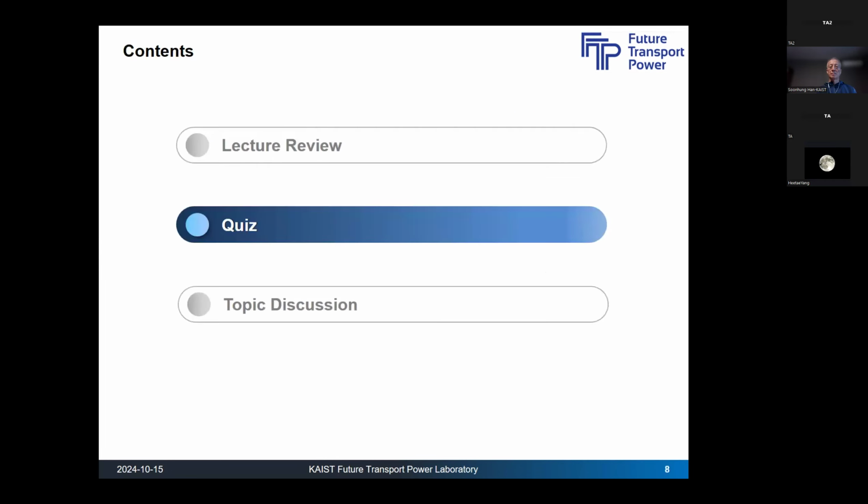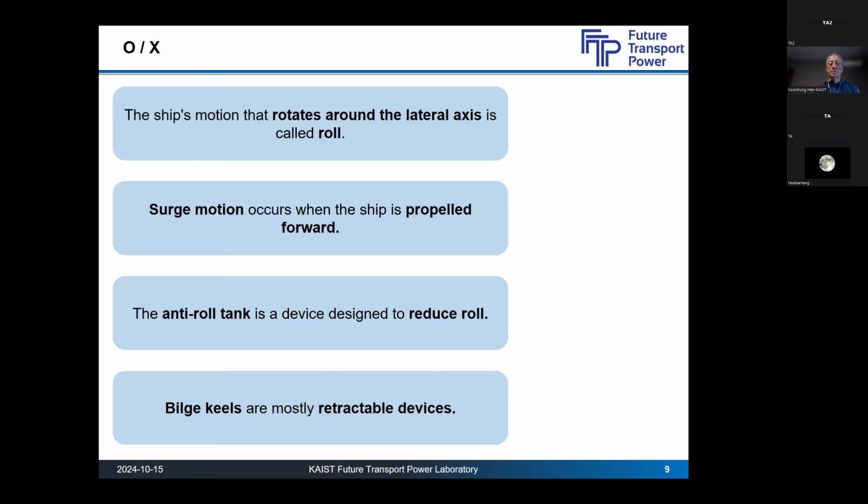So the next is the quiz with the OX quiz. I prepared 4 simple OX quizzes. Please everyone in the class use the chat in Zoom to put either O or X. The first quiz is: the ship's motion that rotates around the lateral axis is called roll.